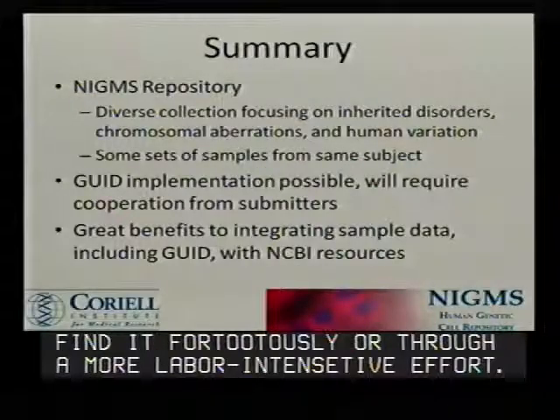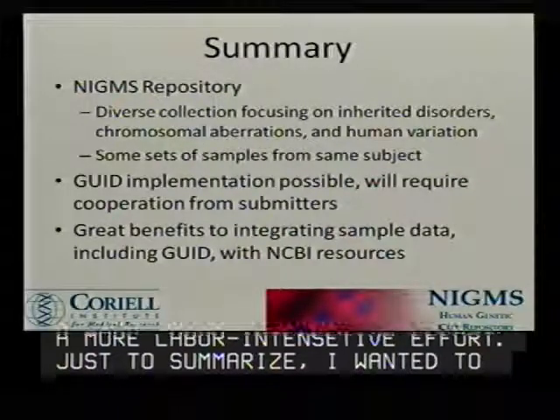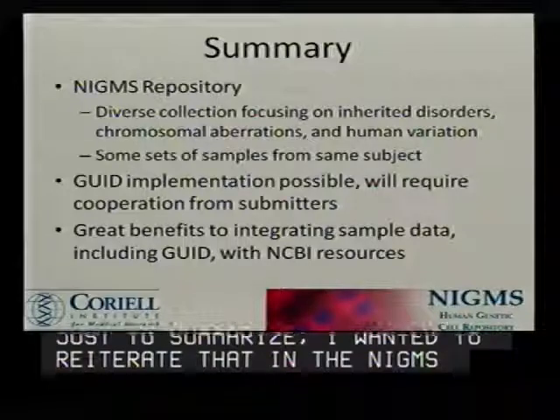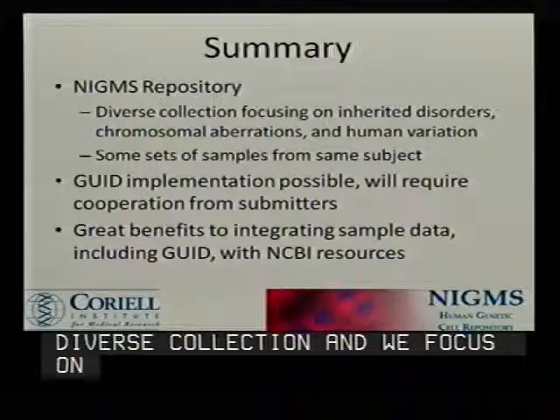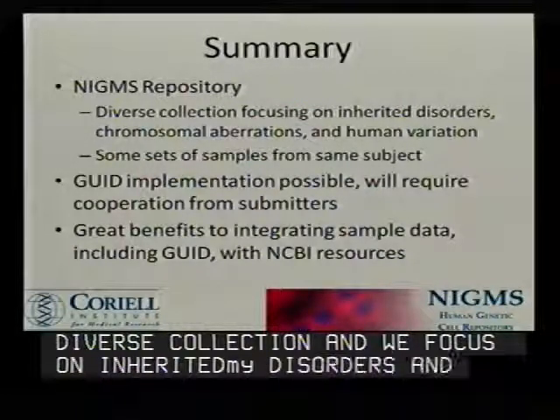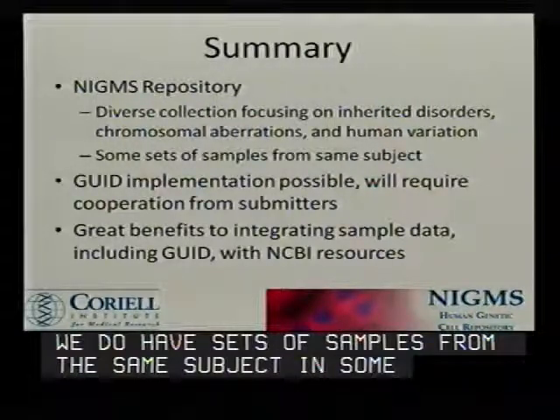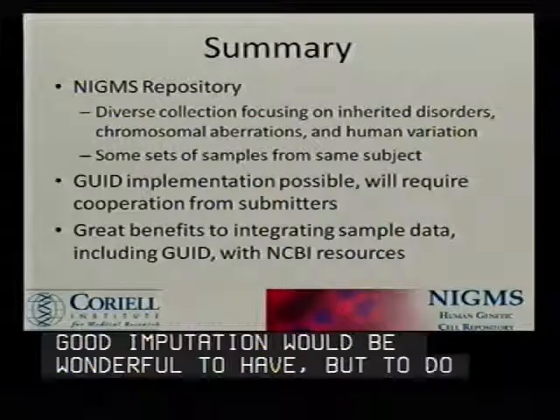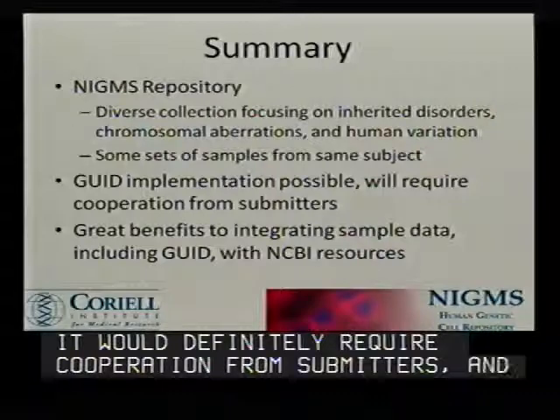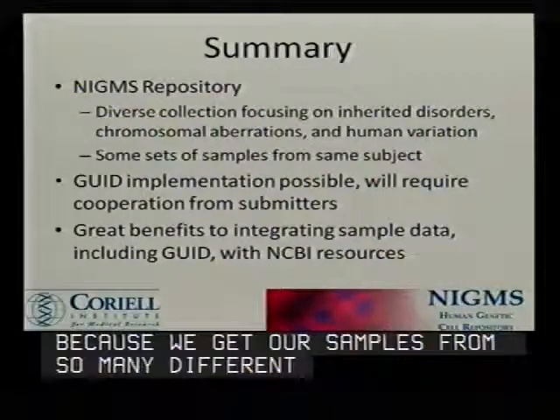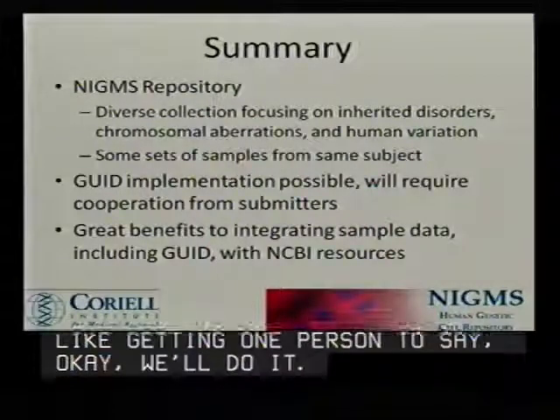So just to summarize, I wanted to reiterate that in the NIGMS repository, we have a very diverse collection, and we focus on inherited disorders, chromosomal aberrations, and human variation samples. In some cases, we do have sets of samples from the same subject. GUID implementation would be wonderful to have, but to do it, it would definitely require cooperation from submitters. And because we get our samples from so many different submitters, for us it's not a matter of just getting one person to say, okay, we'll do it. We have hundreds of submitters that contribute to us.